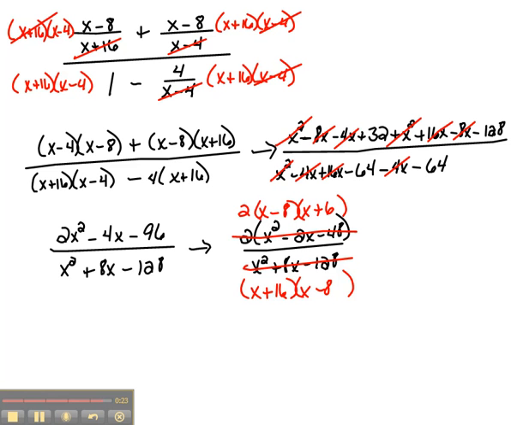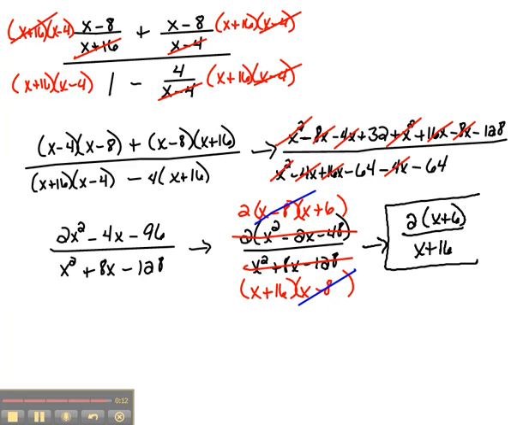Now we can cancel common factors top and bottom, and we're left with an answer of 2 times x plus 6 over x plus 16. I hope that this has helped.